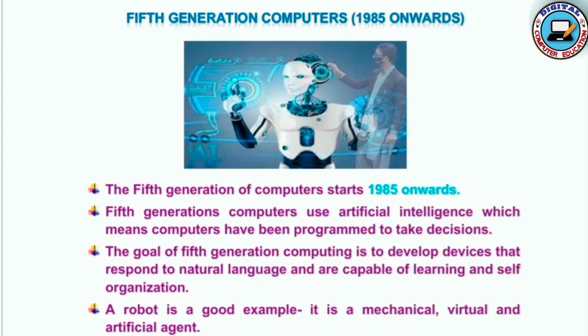The fifth generation of computers start 1985 onwards. Fifth generation computers use artificial intelligence, which means computers have been programmed to take decisions. The goal of fifth generation computing is to develop devices that respond to natural language and are capable of learning and self-organization. A robot is a good example. It is a mechanical, virtual and artificial agent.